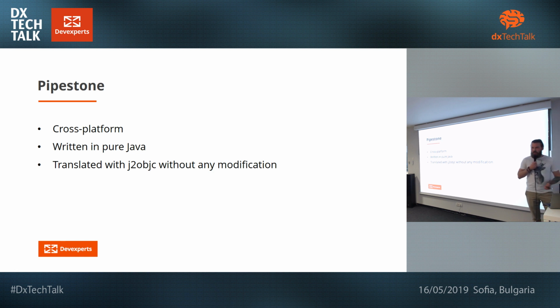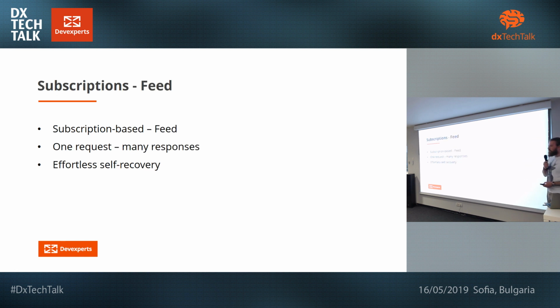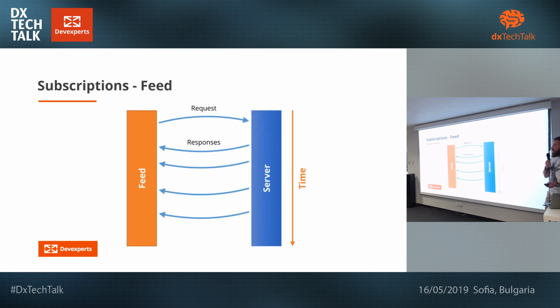So how exactly does it work? As I said, we would like to have subscriptions. We want to have one request and get many responses. So we have an entity we call feed for that. What is remarkable about feed is that it has effortless self-recovery. Whenever the network fails, or you have a disconnection, or you put your app into background and come back, feed does everything for you. You don't have to do anything at all. You just subscribe for the data you are waiting for, and then feed will do it for you under the hood.